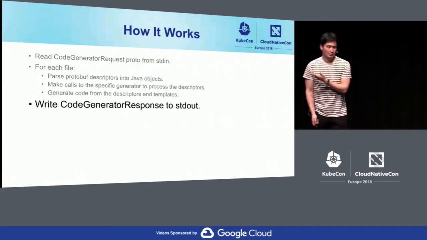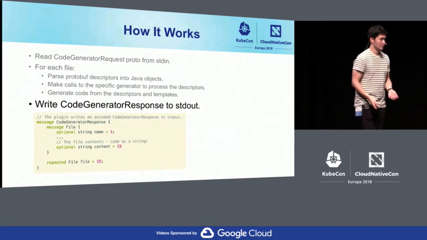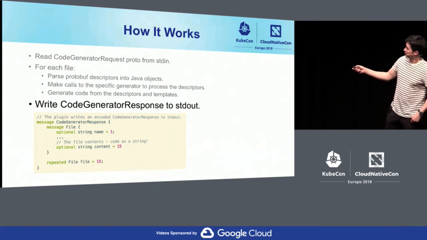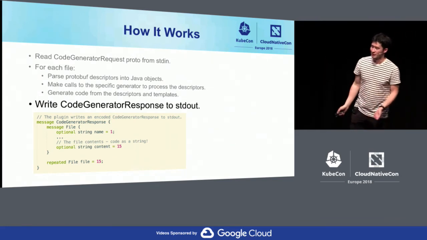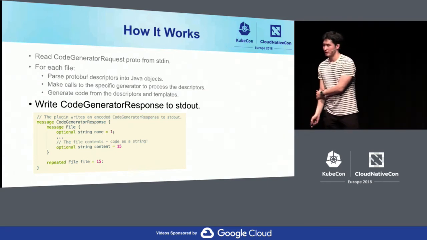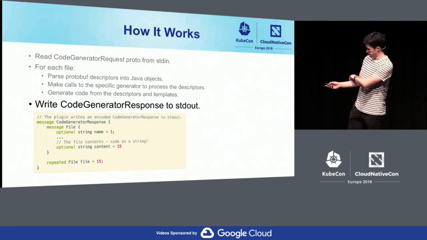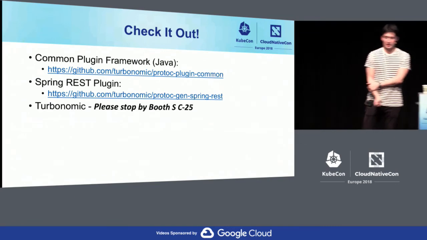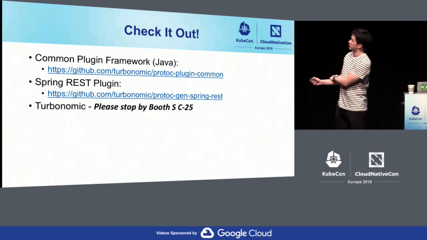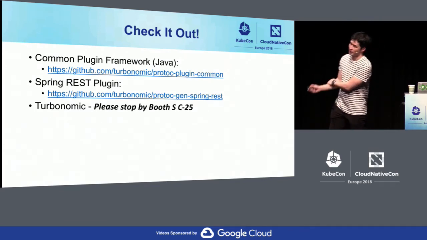And then we write a code generator response to standard out. And that just looks like this. There's a list of files, and each file has a string, and the string is just the code, and the code gets written to the file. That's kind of it. If you want to see how it works in detail, you can take a look at the common framework over here, and the REST plugin itself is over here.